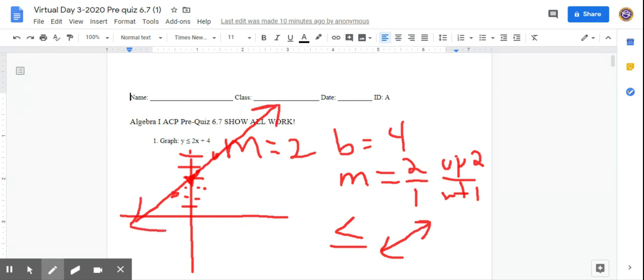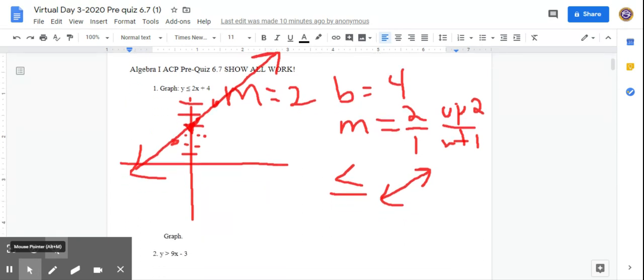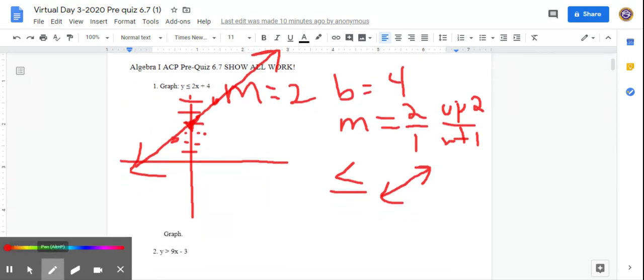Now we have to decide whether we're going to shade above or below the line. Again, it's less than or equal to. Where do the values of y on the y-axis, here's your y-axis right here, what happens to the values of y as it goes down? They get smaller. All right. So as it goes down, it gets smaller.